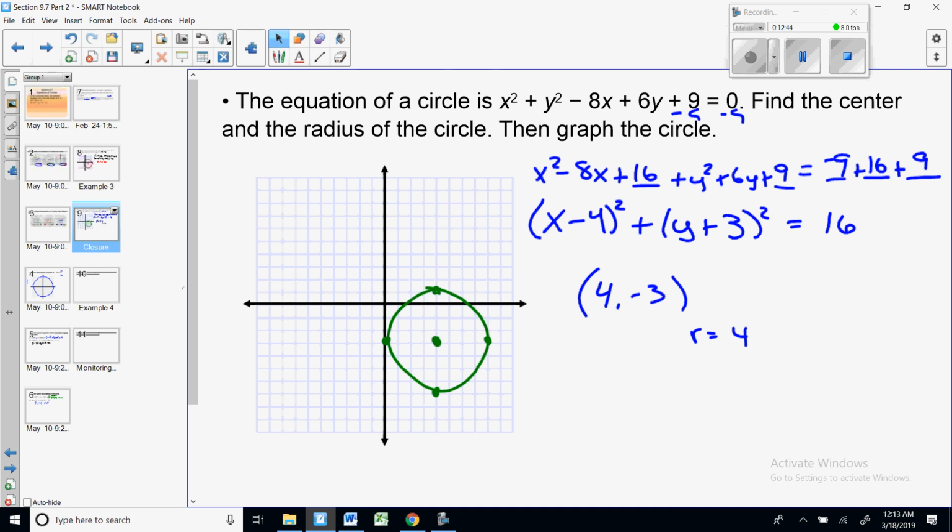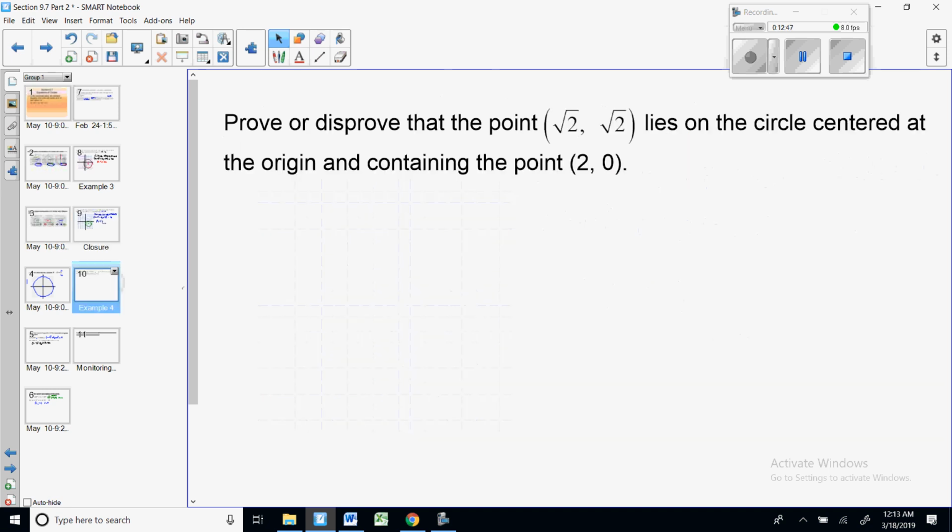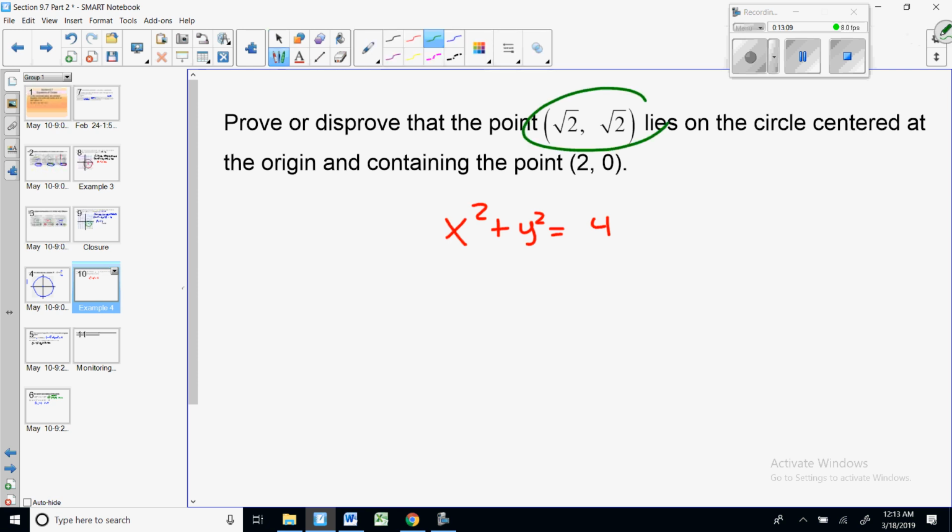The last two example problems ask us to prove or disprove that the point square root of 2, square root of 2 lies on the circle centered at the origin and containing the point 2, 0. That means our equation is x squared plus y squared, and our radius from 0, 0 to 2, 0 is 2, so the right side is 4. The question we're looking at is, is this point on the circle? What we're going to do is plug it into the equation of the circle. My x-coordinate is the square root of 2, my y-coordinate is the square root of 2, and the question is, does that equal 4?